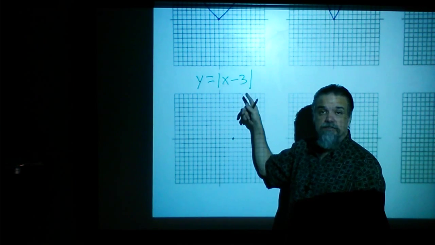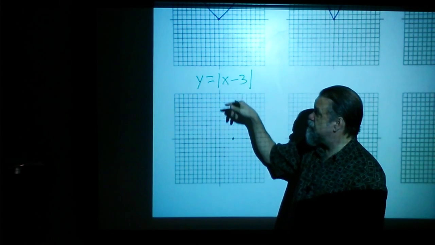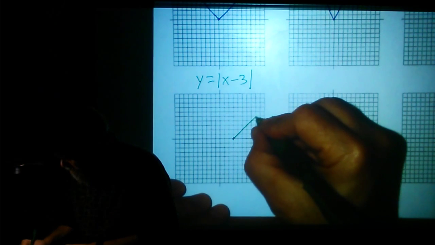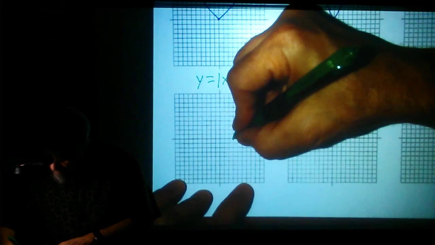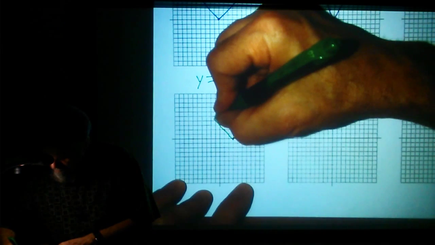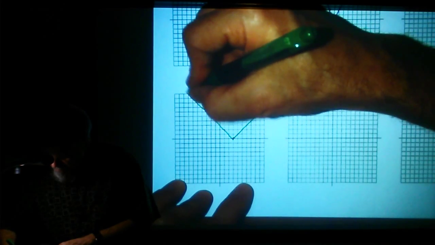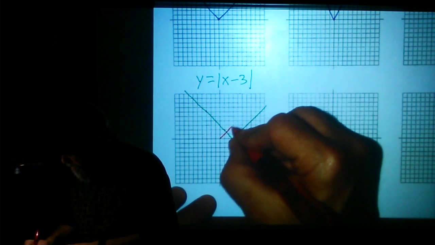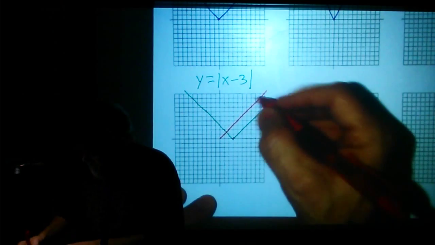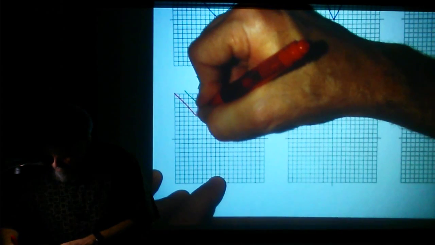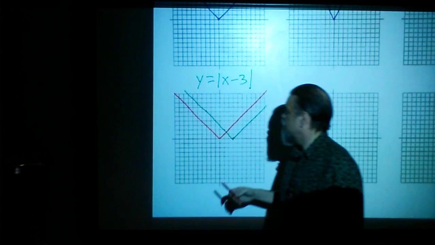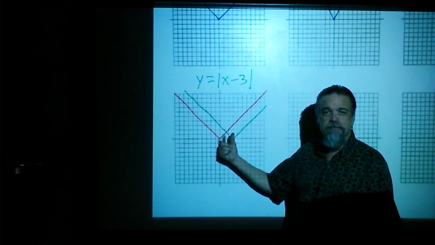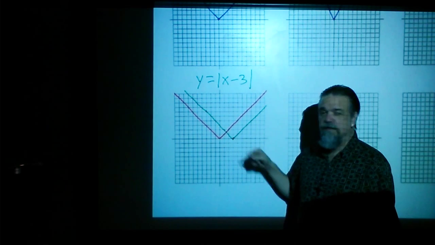When x is 2, y is also going to be 1, because 2 minus 3 is negative 1, and the absolute value of that is 1. And what we end up with is a graph like this that looks very similar to our graph of y equals the absolute value of x. As a matter of fact, let me just draw y equals the absolute value of x in red, and you'll see just how similar this is. Our green graph, y equals the absolute value of x minus 3, is exactly the same as y equals the absolute value of x. It's been shifted over exactly 3 units.